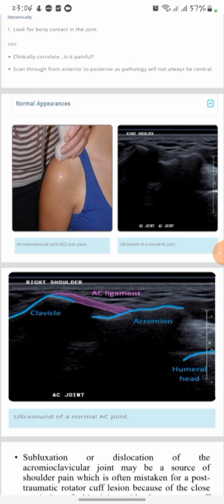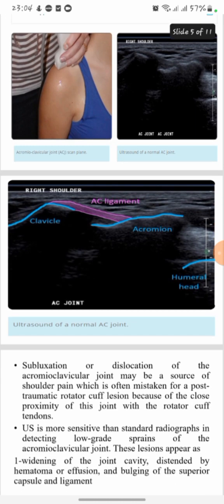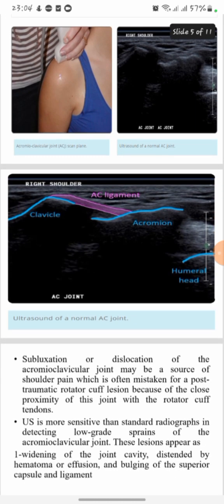So here in the image we can identify the probe position and the corresponding ultrasound image. Here we can see the normal AC joint: the two bones, clavicle and acromion, between them the AC joint, and the humeral head.